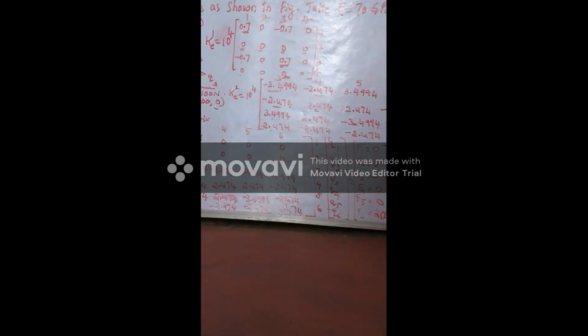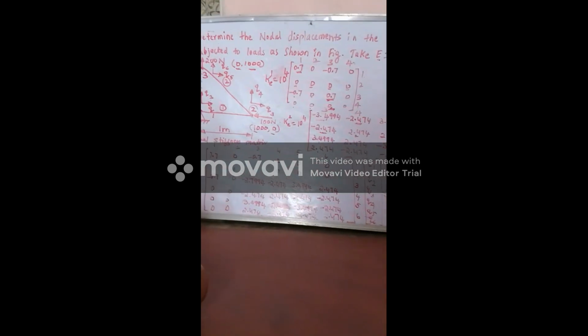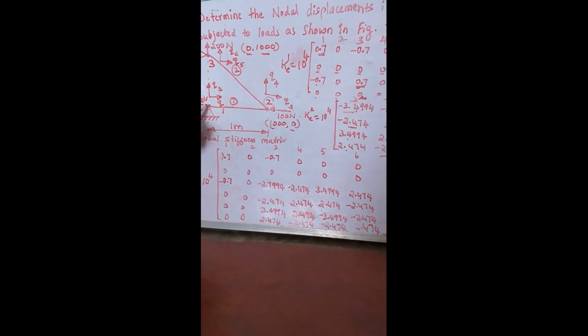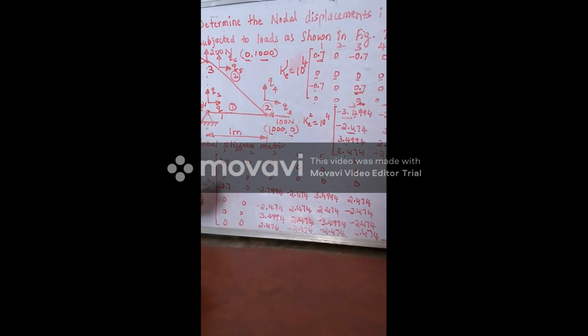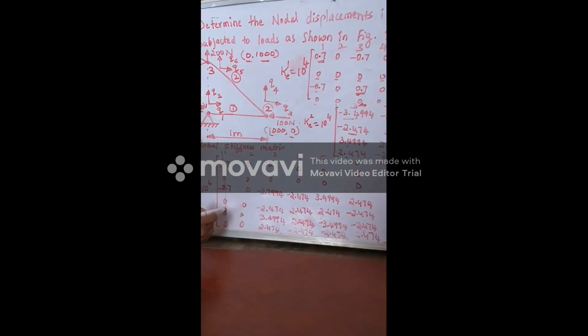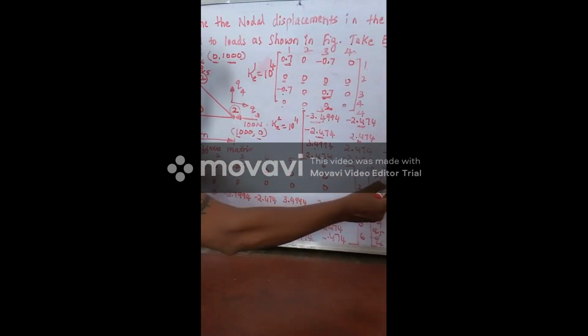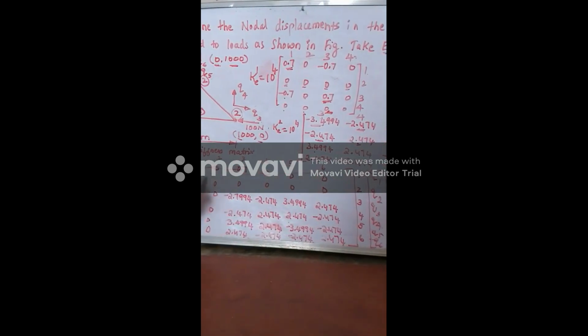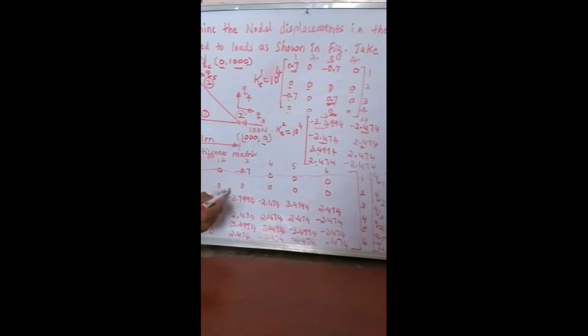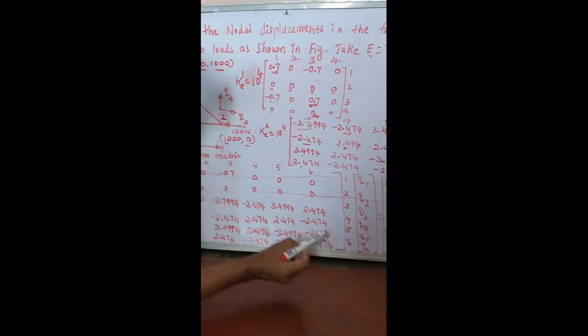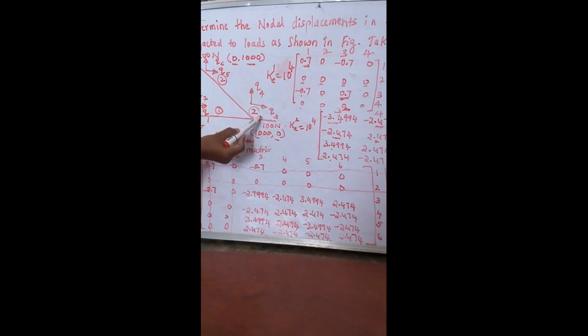So now this is the global stiffness matrix. Now we have to solve using the elimination method. Since node 1 is totally fixed, we have two displacement functions, so I will delete first row, first column, second row, second column. Okay, and when it comes to node 2, Q3, Q4 both are free, so we'll leave it as it is.